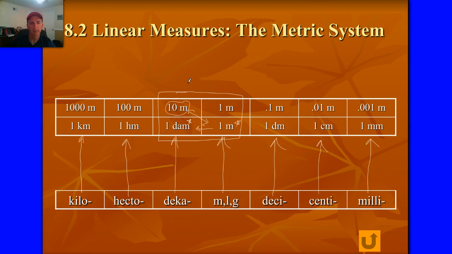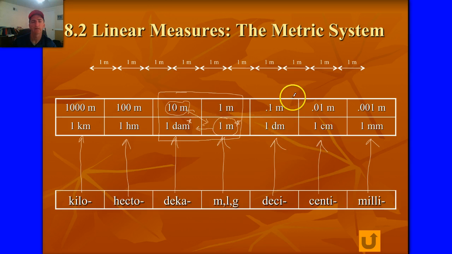Let's just go on from here. Let's say that this arrow right here, that's 1 meter. So that's this spot right here. That's 1 meter. Now, if I have 10 of those, this distance here would be 1 decameter, because it's 10 of those. So if I said 1 decameter equals how many meters, it would be multiplied by 10, because it's 10.